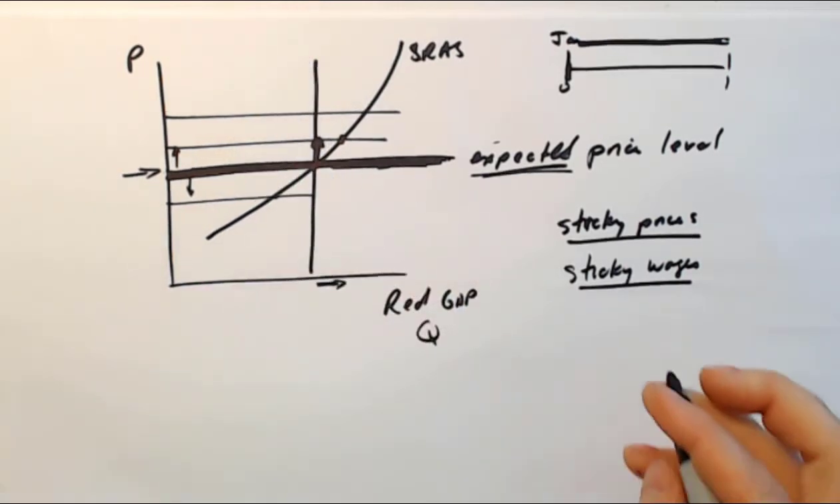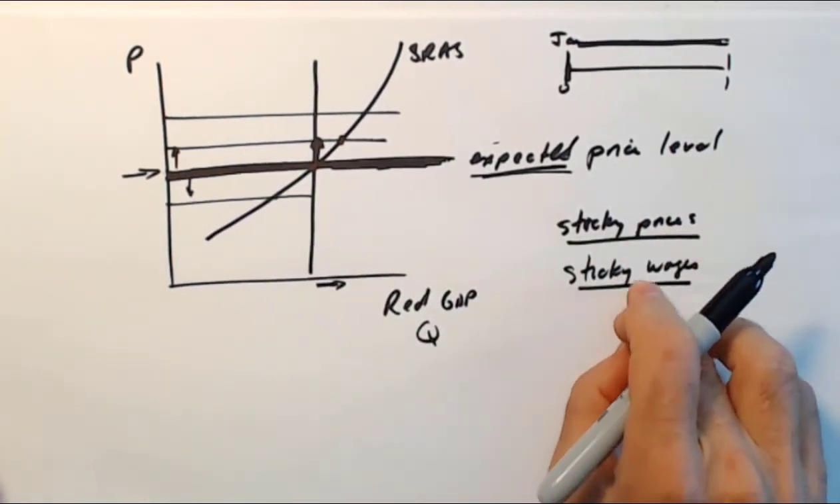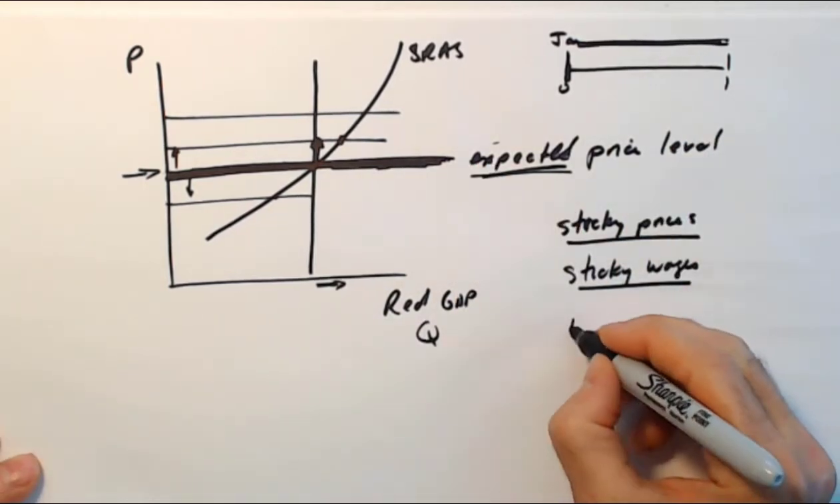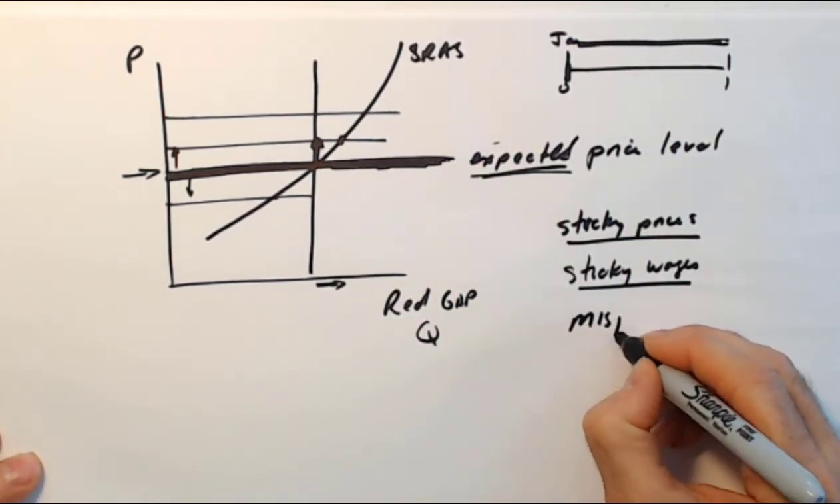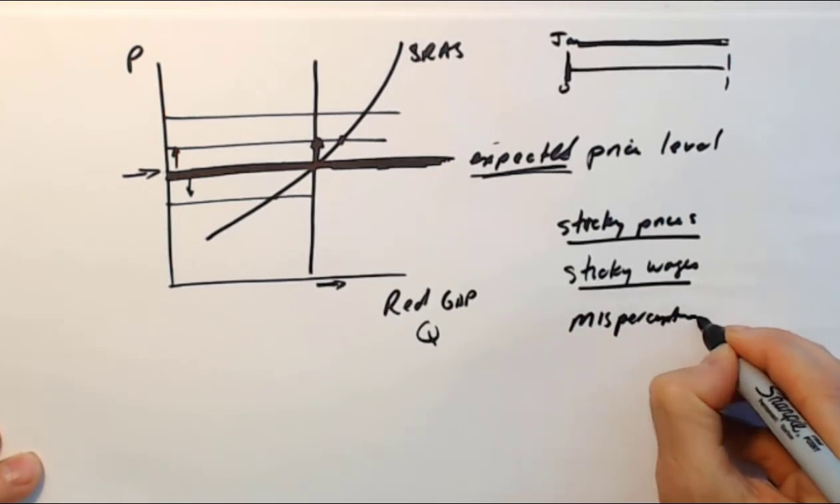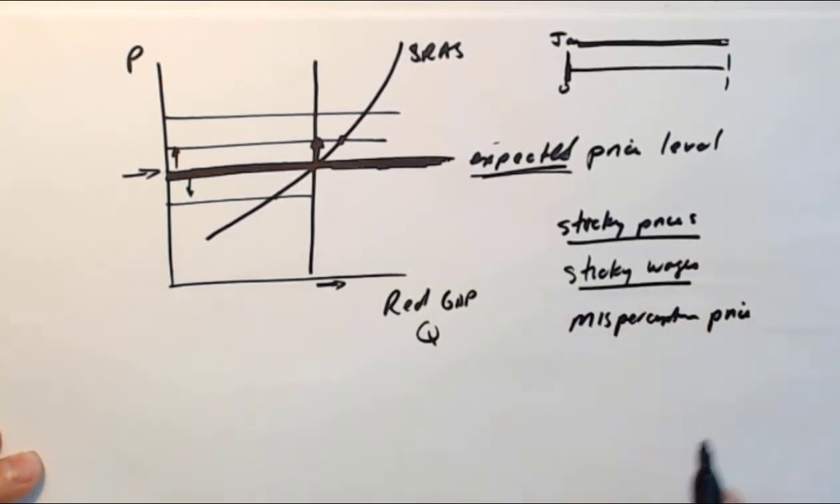The third thing related to expected prices is the misperception price theory. Okay, misperception of prices. I should say the misperception in terms of relative prices. That's what's important here.